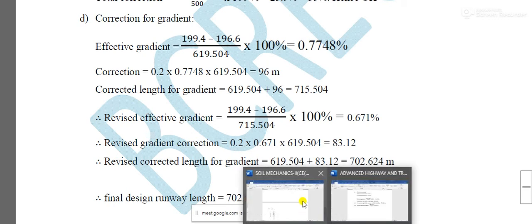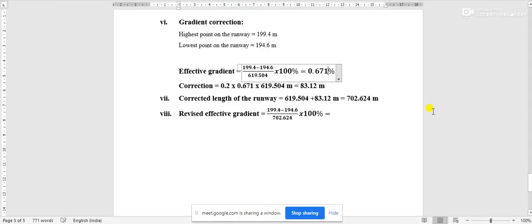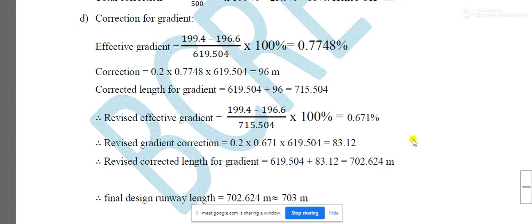Sorry, one thing, please make the correction. Sorry, this one is not 671. This calculation, after calculating it, this one is 0.7748, and this one is also 0.7748. Okay, this one is after first correction, this effective gradient is 0.671%. Sorry, please make the correction in your copy if you have written previously.